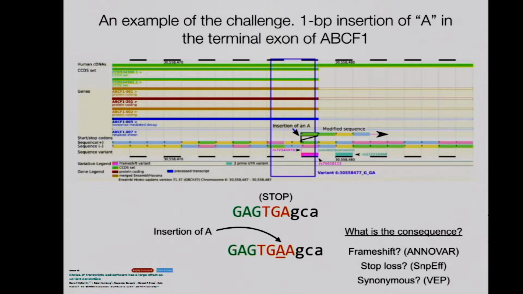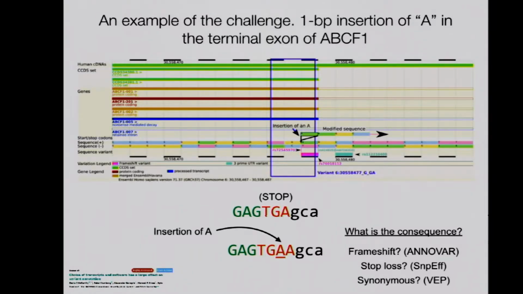This is basically to help you understand what the problem is. Anytime you identify a potential loss of function variant, so if you ran ANNOVAR and it predicted a frameshift, you really need to dig into every one of those predictions, look at the transcript, look at the actual variant, and assess whether or not that's really the consequence.